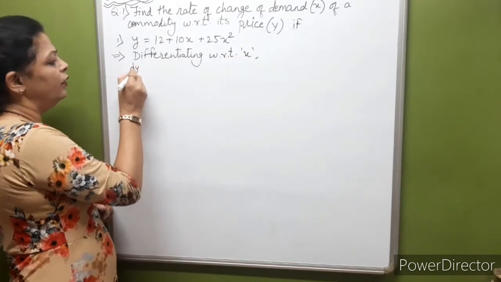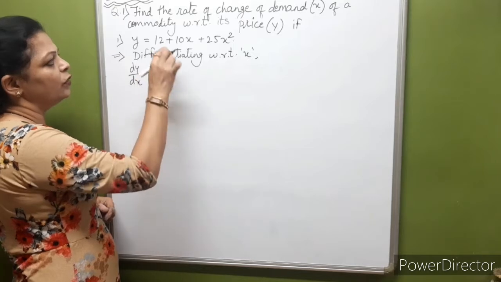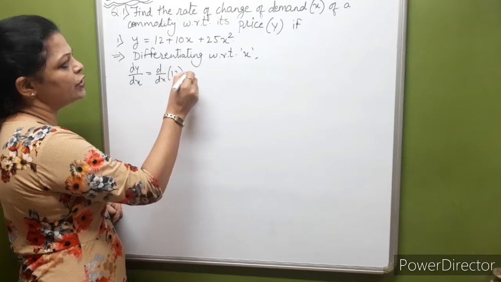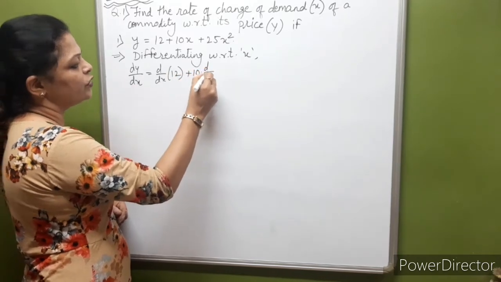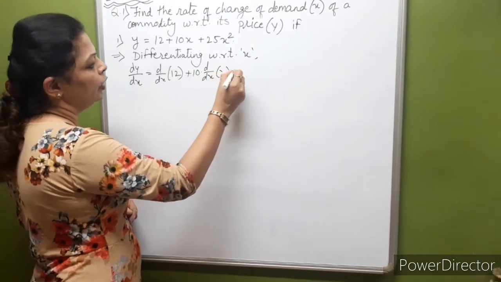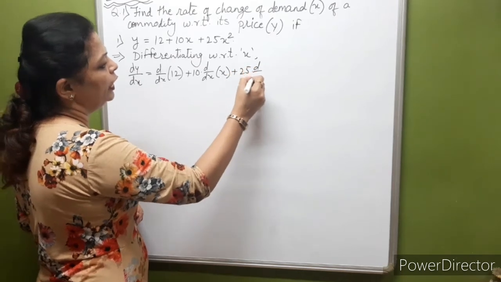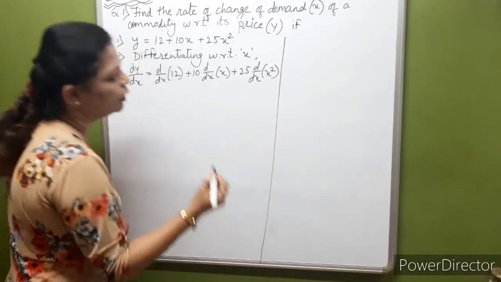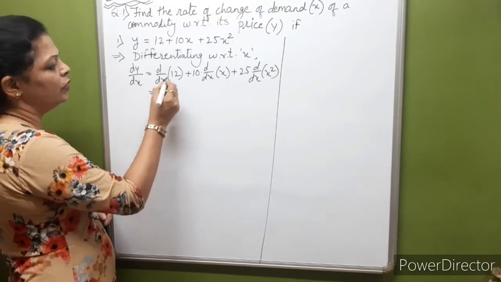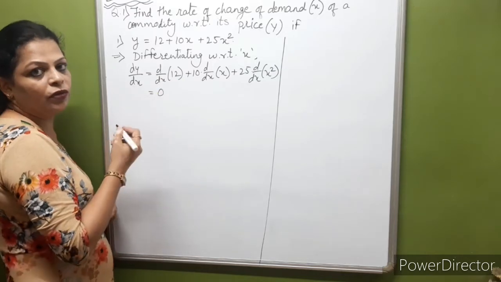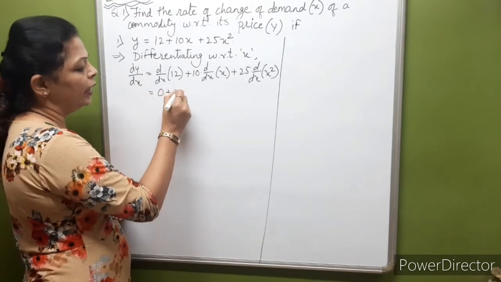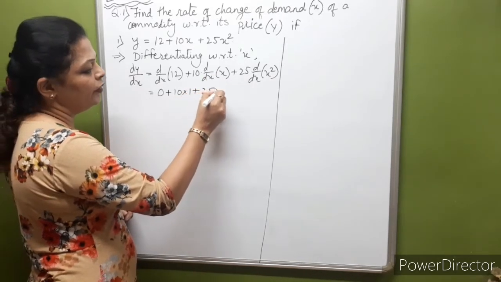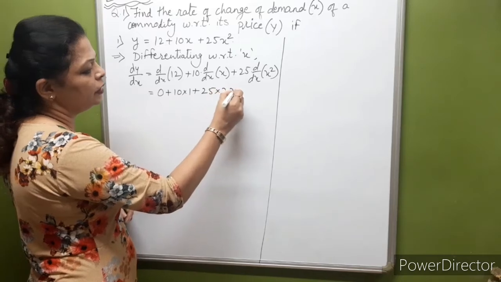We will get dy by dx is equal to the derivative of each term: 10 into d dx of x, and then 25 into d dx of x square. Correct? So this is equal to, now derivative of 12 is 0, constant term, plus 10 into derivative of x is 1, plus 25 into derivative of x square is 2x.